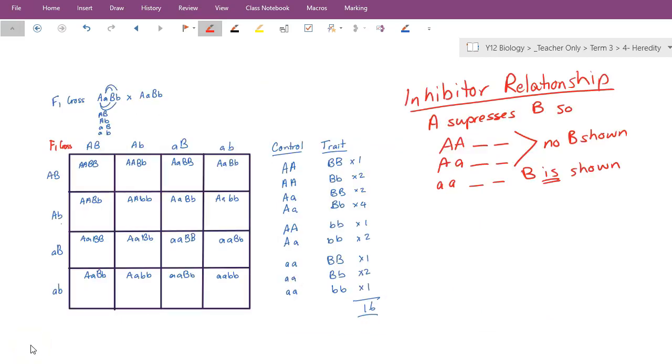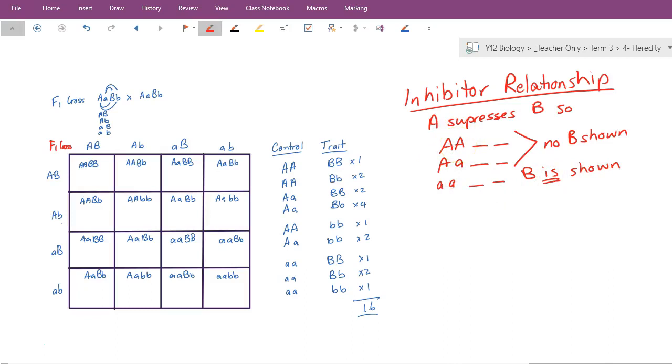Okay, so the next one is the inhibitor relationship. We also call these a recessive epistatic relationship, because B only gets to show when A is in its recessive form and doesn't work. Sometimes we call them recessive, but just call it inhibitor. That's a lot easier to remember. B only gets shown if A doesn't work. If A does work, in other words, if there are any dominant or big A's, then B is suppressed and doesn't get to show.